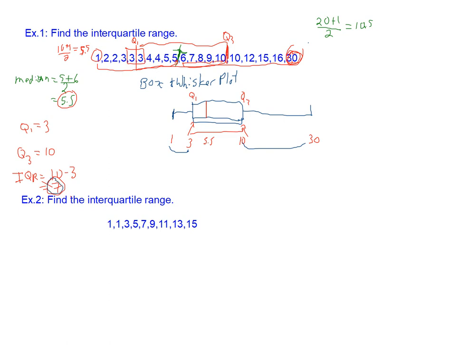So if we do 7 times 1.5, we get 10.5. So anything that's more than 10.5 beyond the edge here, so anything that's beyond 20.5 is considered to be an outlier. So this 30 is in fact an outlier. And the way that we show that with our box and whisker plot is we don't go all the way to 30. We'll go to the next data point.